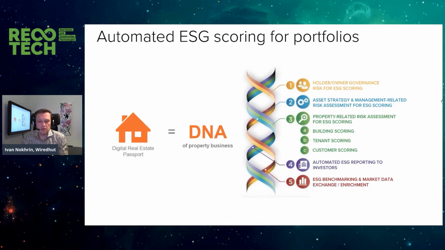Second, and probably most important question today, because it's been on the air for quite some time, is automated ESG scoring for your real estate portfolios. Because digital real estate passport is a concept that can be, in other words, called a DNA of your property business. Because once you've got all this data streaming and the ability to analyze these data streams, you basically got enough data sets to make sense of them for the purpose of ESG scoring.